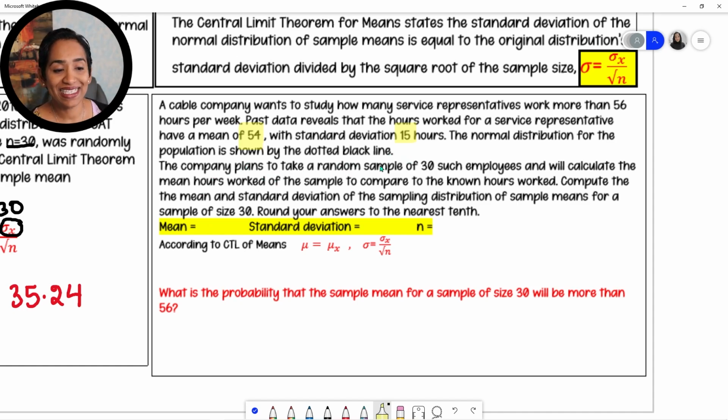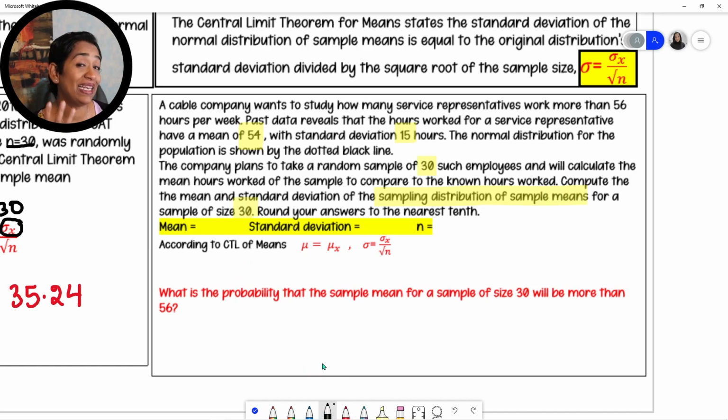The company plans to take a random sample of 30 such employees and will calculate the mean hours worked for a sample to compare to the known hours worked. Compute the mean and standard deviation of the sampling distribution of sample means for a sample size of 30. Round your answer to the nearest tenth.